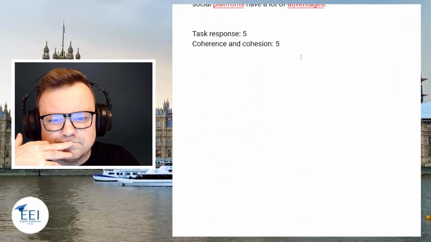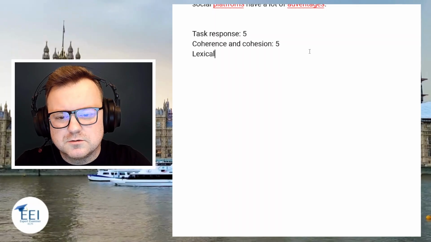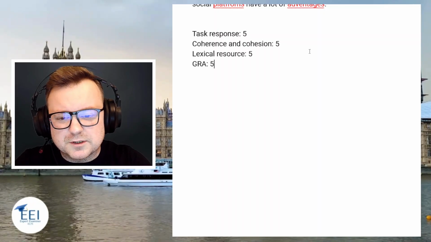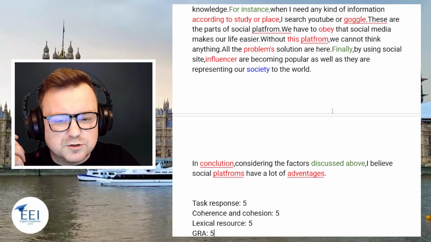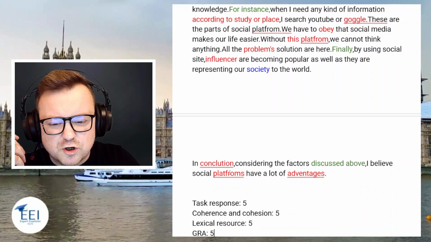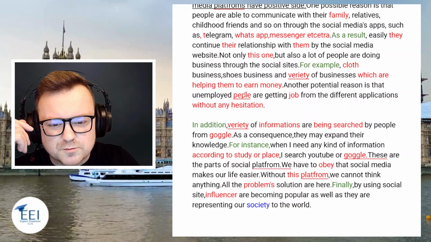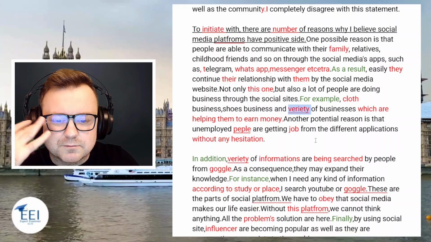Yeah, lexical resource. I think I will give 5 to, and I think for GRA I will give 5, so giving 5 across the board. Candidate does use some good language, but there are so many spelling errors: platforms, advantages, conclusion, people, Google, variety. These are all quite basic bits of language.